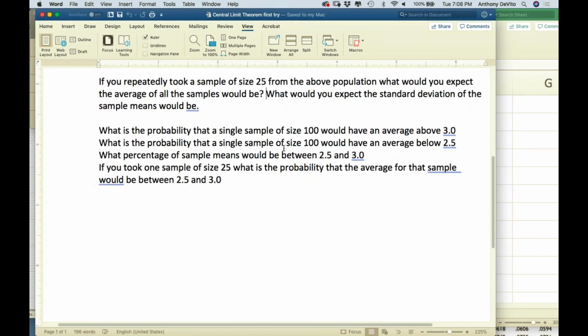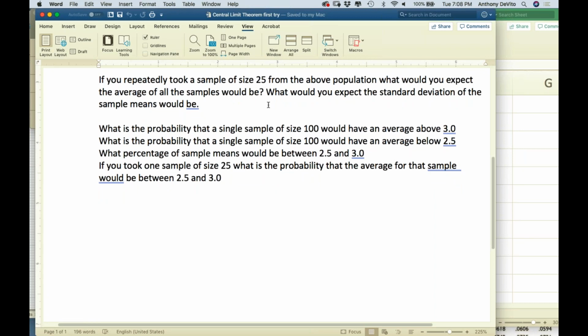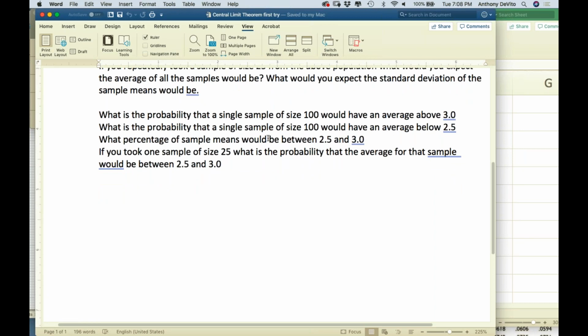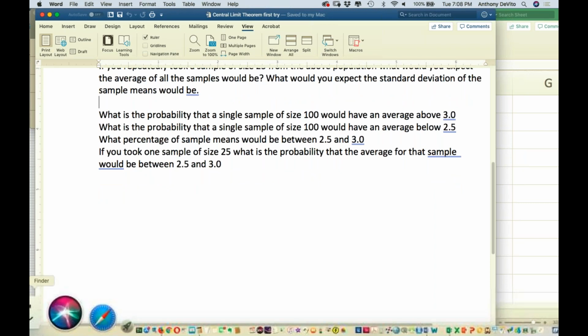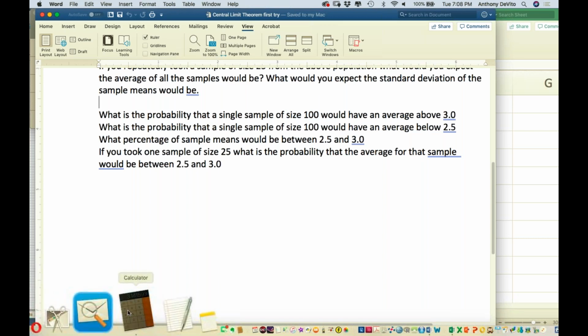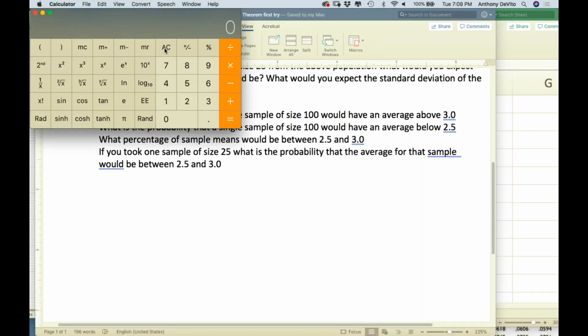Now I'm going to move on here, and I'm going to say instead of a sample size of 25, which is pretty small, let's say we took a sample size of 100, right? N is equal to 100. Well, what's our standard error going to be now? It's going to be 0.32, right? Divided by the square root of 100, which is 10, right? And that's going to be equal to 0.032. That's our standard error. Okay.